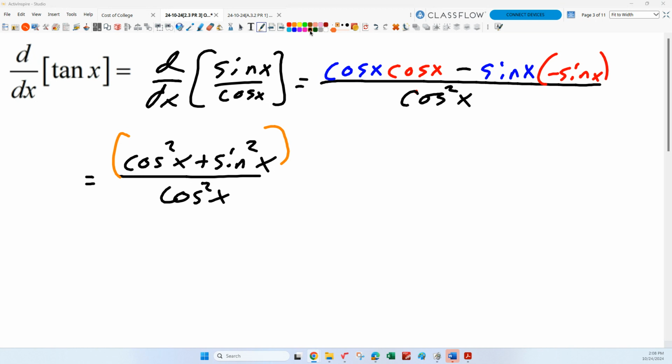So this is equal to 1 over cosine squared x, right? What's 1 over cosine squared x equal to? Secant squared. So we have a new rule: the derivative of tangent x is equal to secant squared x. How about that?